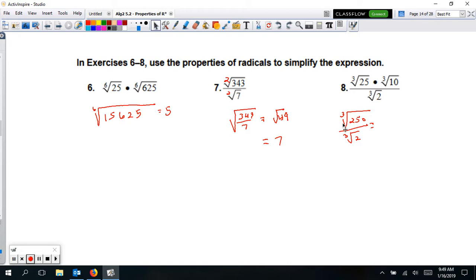Since these are also both cube roots here, we can make this into one big cube root and divide 250 by 2. So 250 divided by 2 is 125, and now we just have the cube root of 125, which we know should be 5. The cube root of 125 is always 5. So that's our answer, 5.